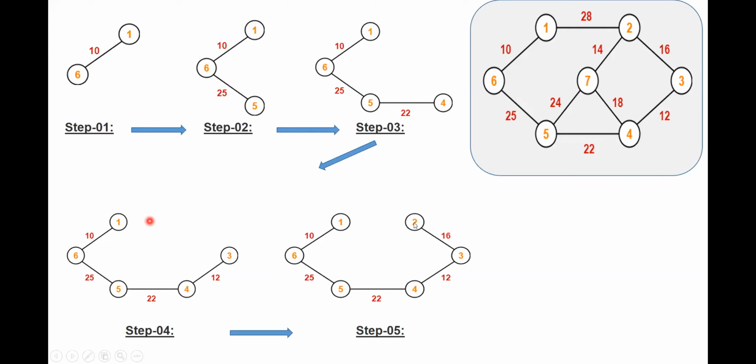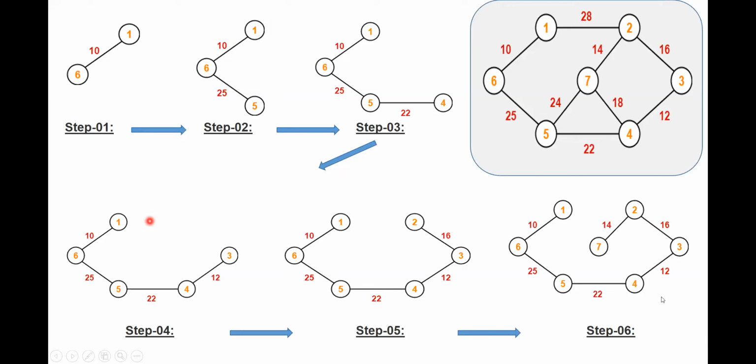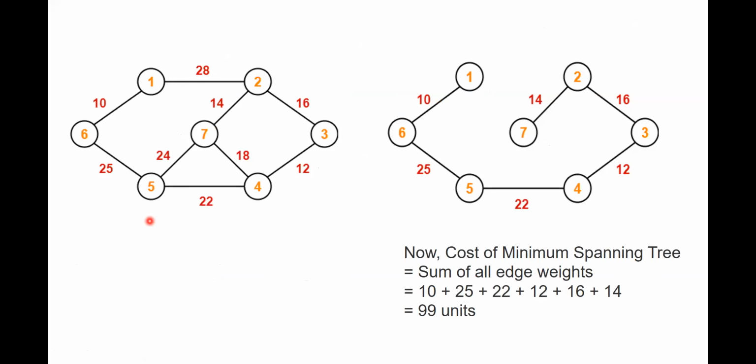Then from 2 I can reach 7. From 2 I can reach 7 with minimum cost, and hence this is the last step. So check whether we have covered all the vertices. How many vertices are there in the given graph? 1, 2, 3, 4, 5, 6, 7. In the spanning tree, 1, 2, 3, 4, 5, 6, 7. Yes, we have reached all the vertices now with the minimum possible number of edges. And hence, this is the spanning tree.